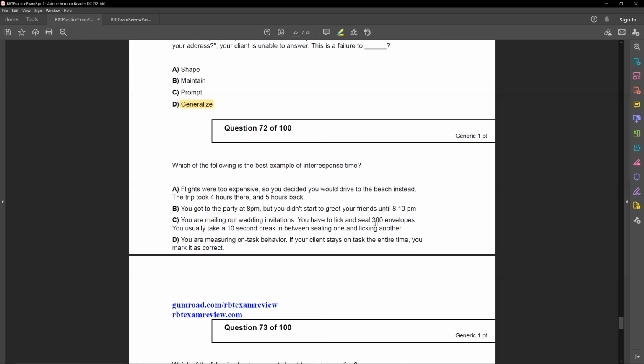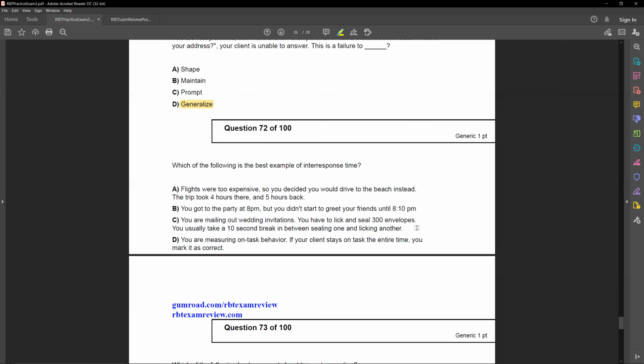C: you're mailing out wedding invitations. You have to lick and seal 300 envelopes. You usually take a 10-second break in between sealing one and licking another. So what are we doing here? We're measuring the time in between sealing one envelope and licking another. 10 seconds in between envelopes. That describes interresponse time pretty well.